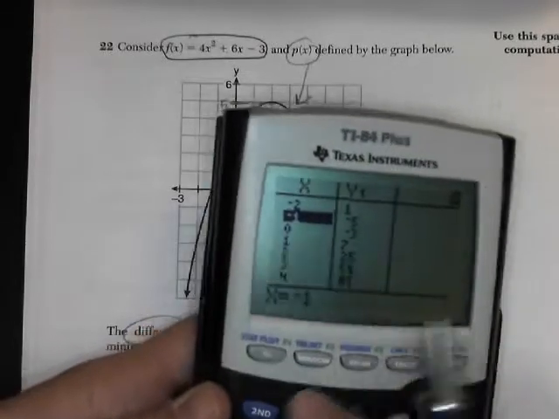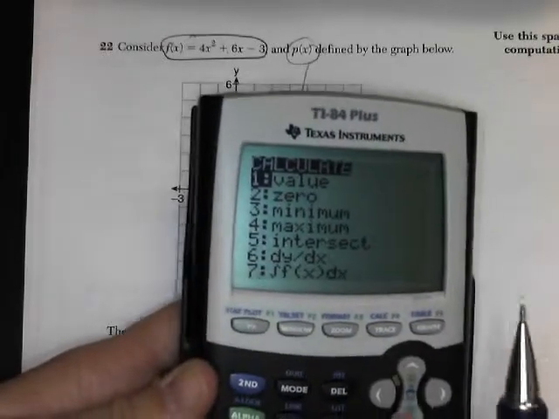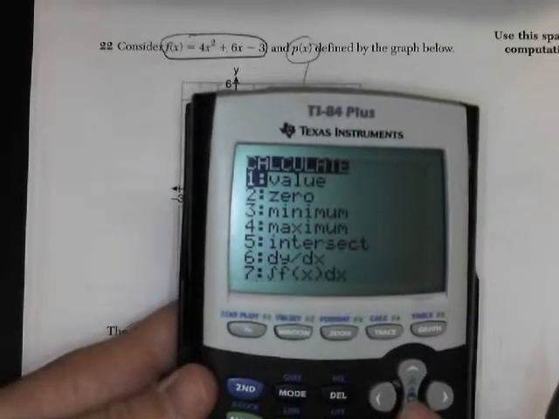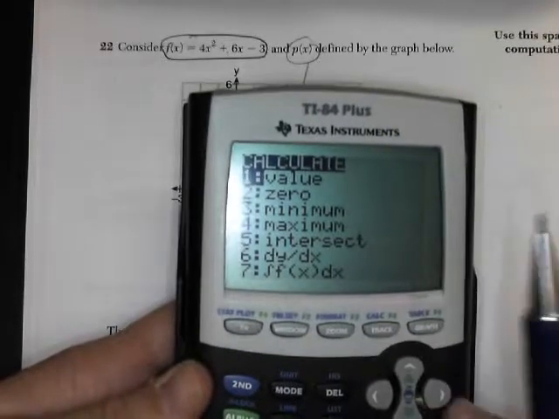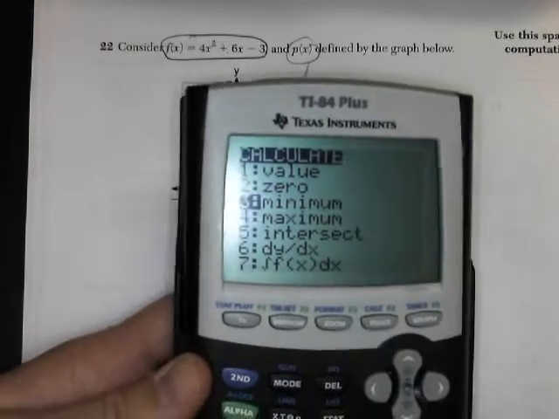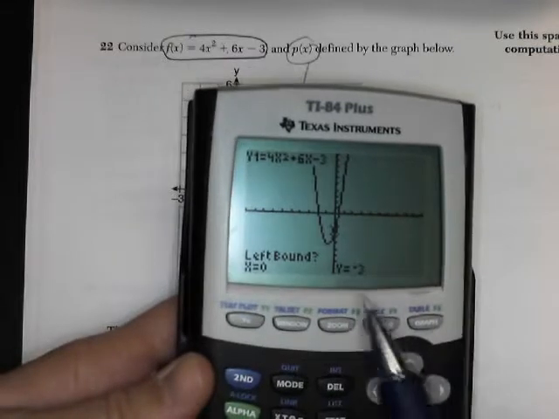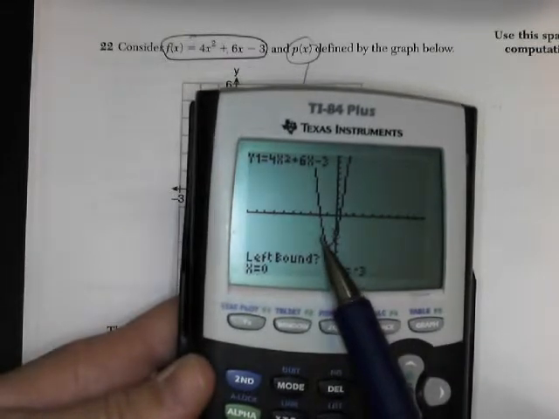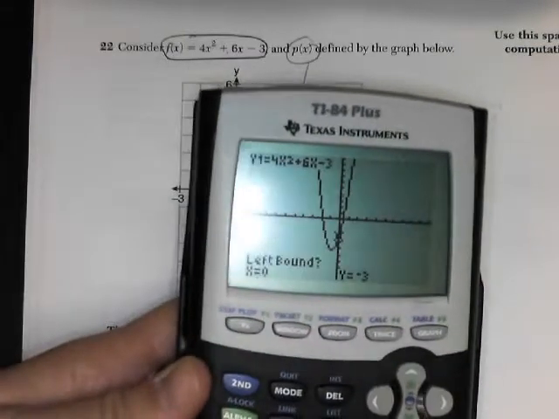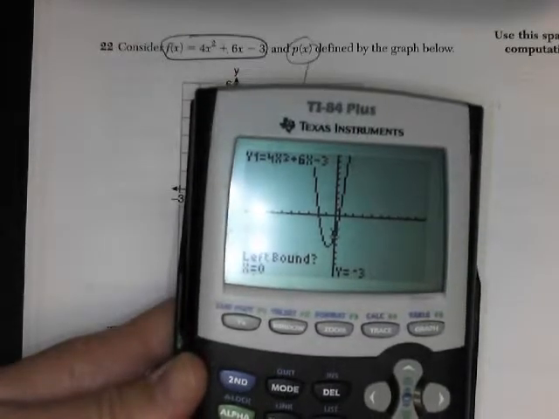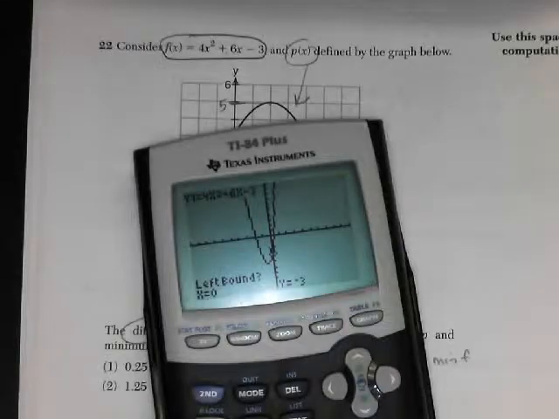So you have to know how to use second trace, which is something I'm not really a table person to begin with. This second trace always gives you the exact, and I want the minimum. So select that, and it's going to tell me to bring my cursor to the left of the minimum, then to the right of the minimum, and then it will tell me exactly what it is.